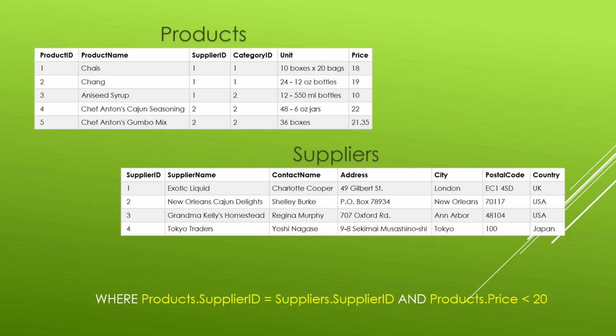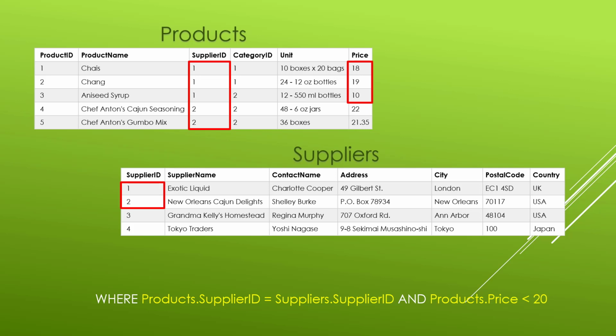What that would do is limit us to just those first two suppliers, where Exotic Liquid and New Orleans Cajun Delights would be a match for supplier ID. That's because there is no supplier ID in products of 3 and 4. So those are the only two suppliers that we could potentially match against. But then we have further criteria that says, and the price has to be less than 20, which means the only supplier that has any product that is less than $20 is supplier ID 1.